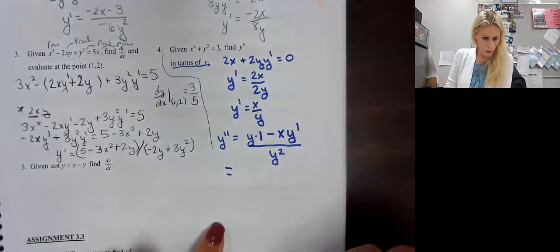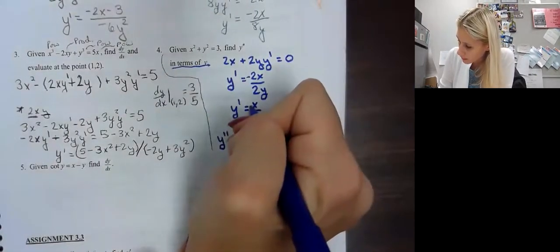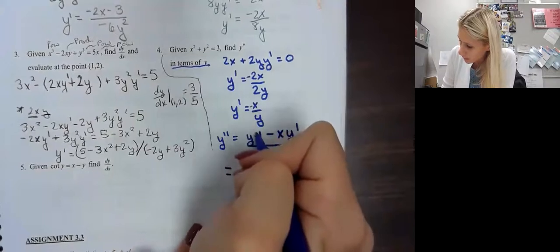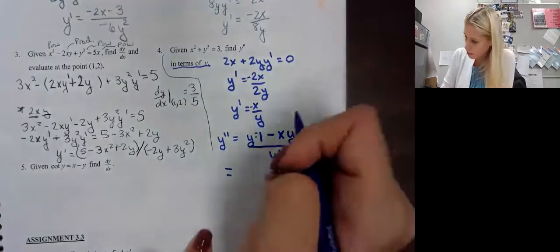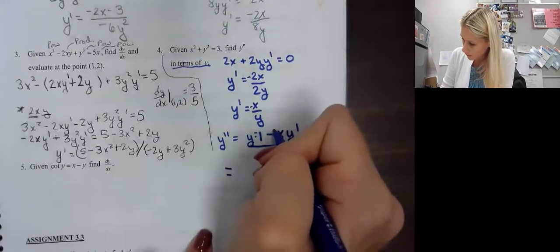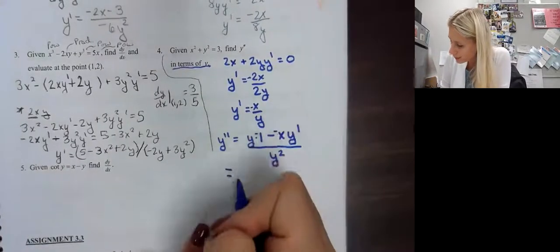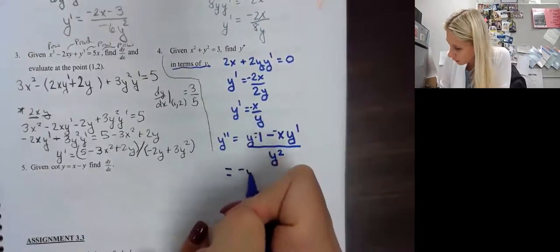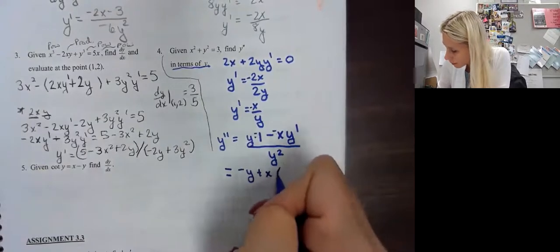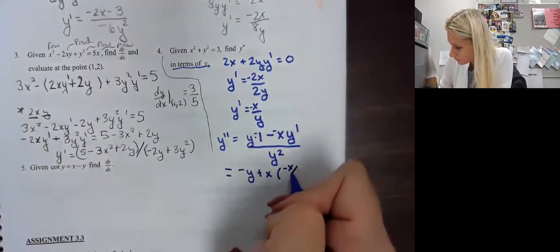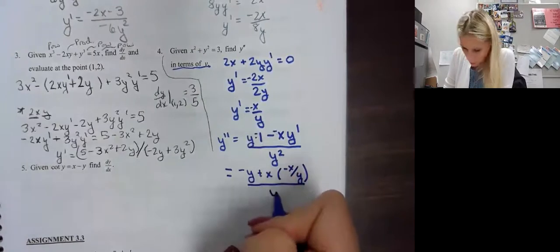did I do something wrong, guys? Oh, guys, I did. This should be minus. That's okay, because this would be a -1 here, and then this would be negative, negative. There we go. Got it. Okay, y times -1 is negative y. This would be plus x. Now, instead of y prime, I'm going to put the negative x over y in, all over y squared.